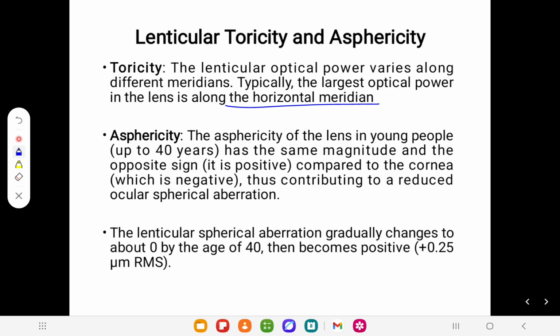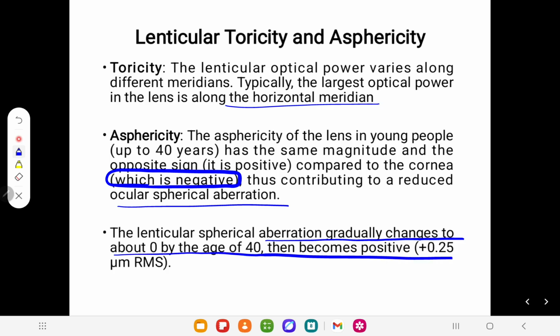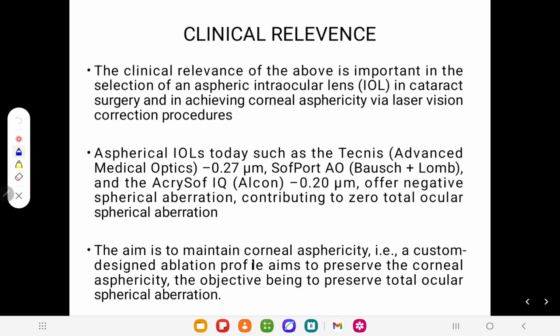Sphericity: the sphericity of the lens in a young population up to 40 years has the same magnitude and opposite sign compared to the cornea, which is negative sphericity, which contributes to reduced ocular spherical aberration. And lenticular spherical aberration changes to 0 at the age of 40 when it becomes positive. So after 40, spherical aberration becomes positive. You have to understand this.